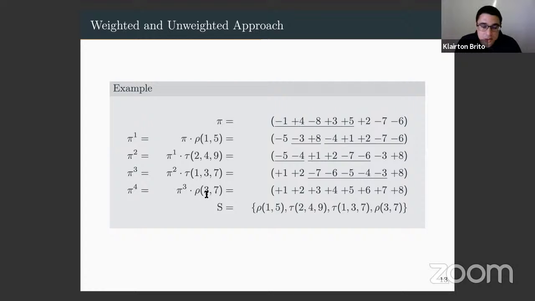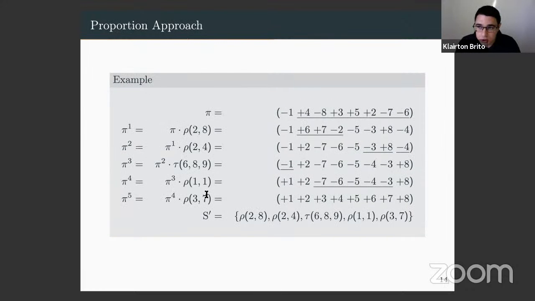Note that the sorting sequence is composed of 2 reversals and 2 transpositions, even using a cheaper cost for the reversal events. But now, if you use the same permutation and consider the proportion approach, using a proportion with value 0.6, which means at least 60% of the sorting sequence is composed of reversals, we have the following optimal solution.